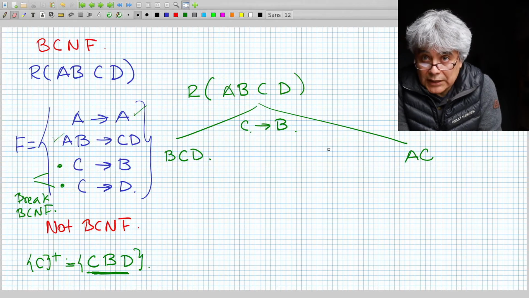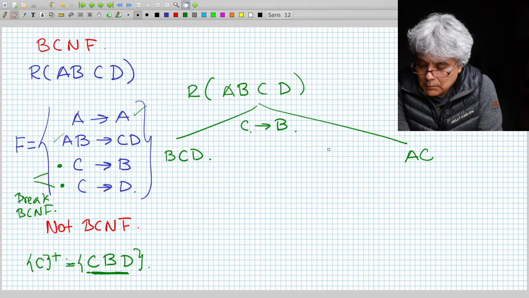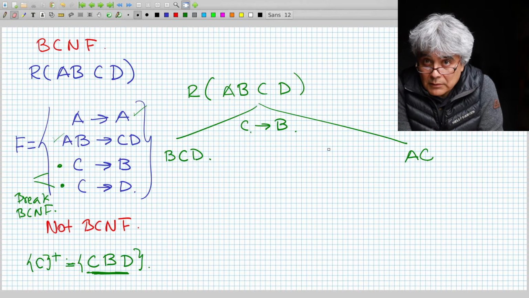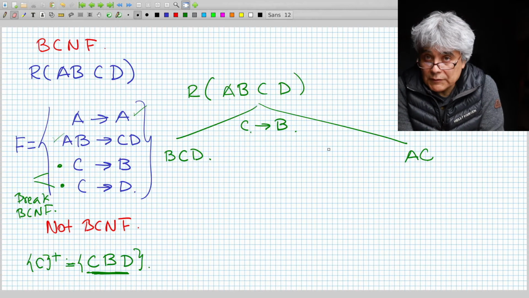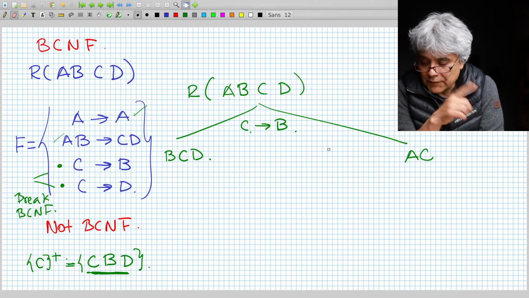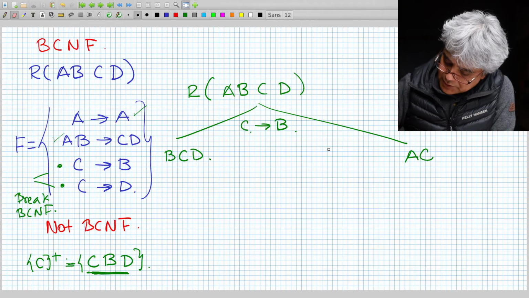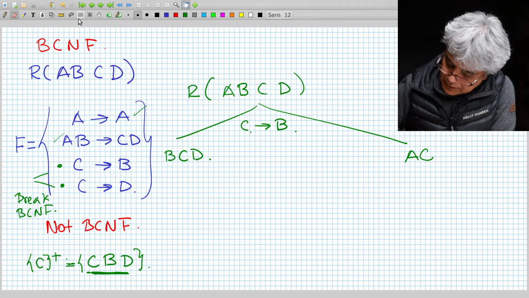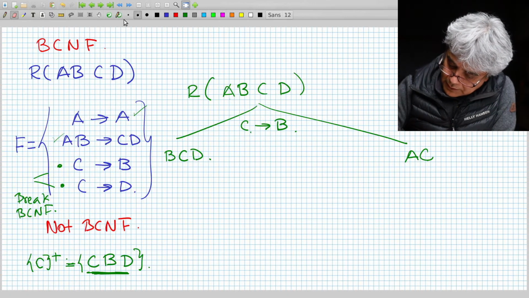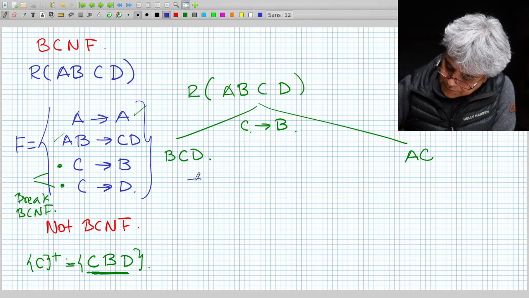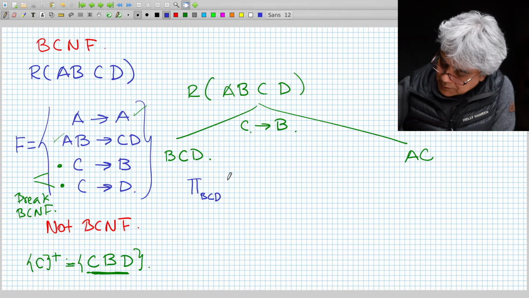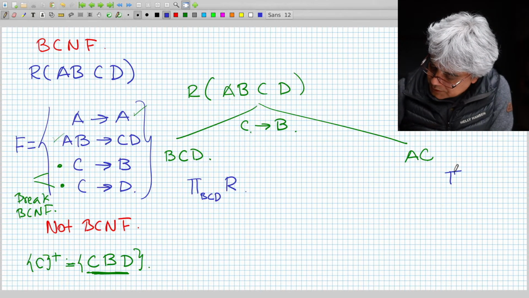So now I have these two relations. But now the problem is, what are the functional dependencies that apply to each one of these sub-relations? And this is where we use the concept of the projection of the functional dependencies. So what is the projection that I'm looking for here? I want to compute the projection of the functional dependencies on the relation CB of R. And this one will be the projection on AC of R.